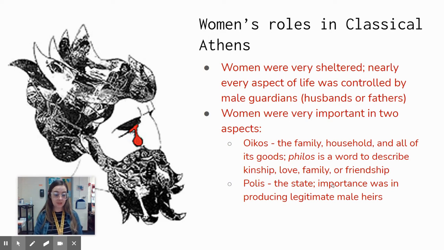So women were super sheltered. They spent almost all of their life controlled by male guardians, either husbands or fathers. Fathers before they're married, husbands after they're married. They were really important in 2 regards. Oikos, which is the family realm, whereas philos is a word to describe kinship, love, and family or friendship, and the polis, which is their duty to the state by basically producing male heirs.